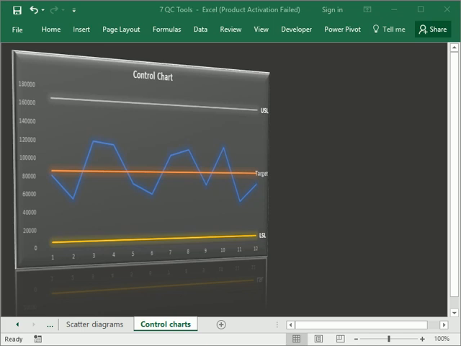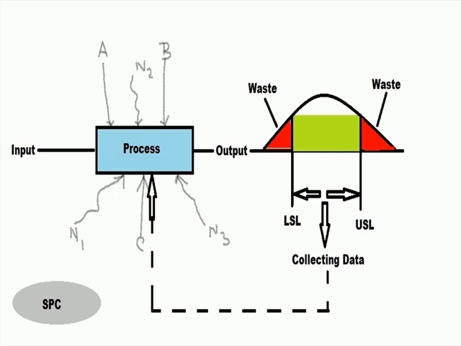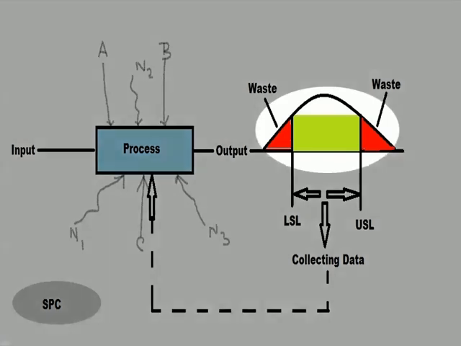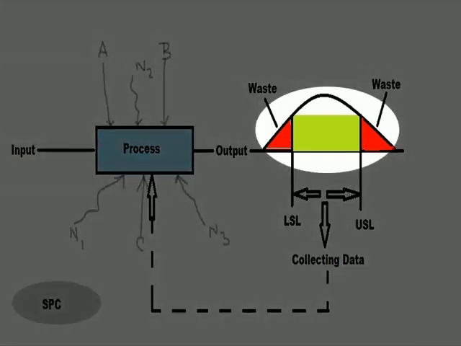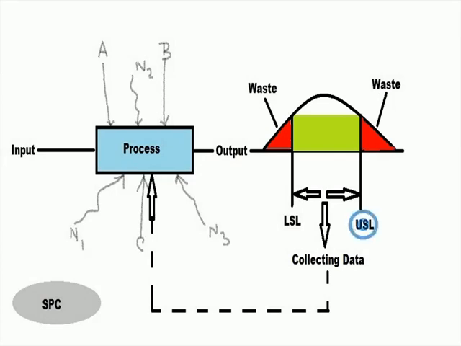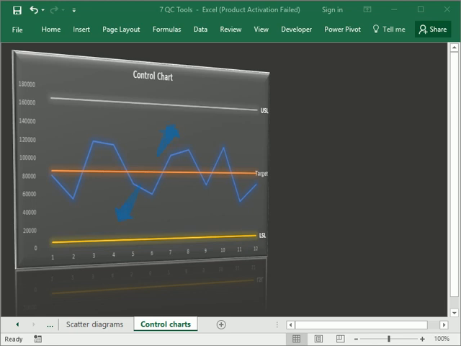Let me go back to my favorite process distribution image. This distribution can be shown by control charts. Upper spec limit and lower spec limit is plus minus 3 times of the standard deviation of the target.